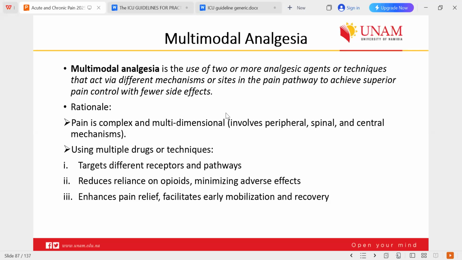with fewer side effects. The rationale behind multimodal analgesia is because we know that pain is a complex thing and is multidimensional, involving peripheral, spinal, and central mechanisms. So the use of multiple drugs or agents and techniques that target different receptors and pathways will reduce reliance on opioids, minimizing adverse effects, and it helps to enhance pain relief, facilitating early mobilization and recovery.